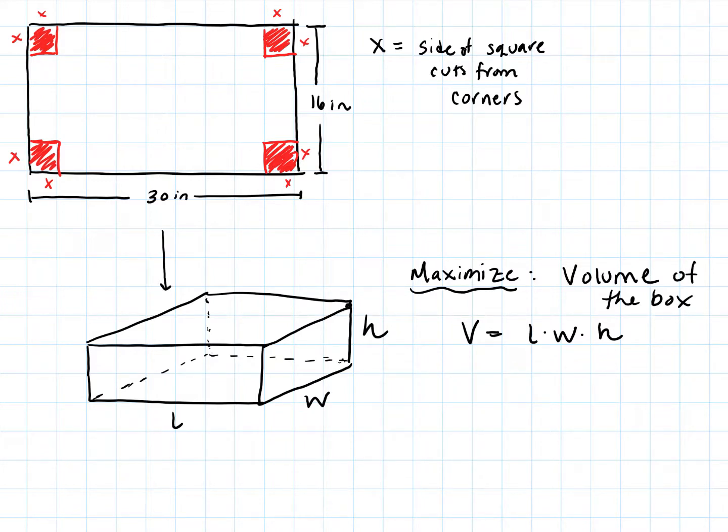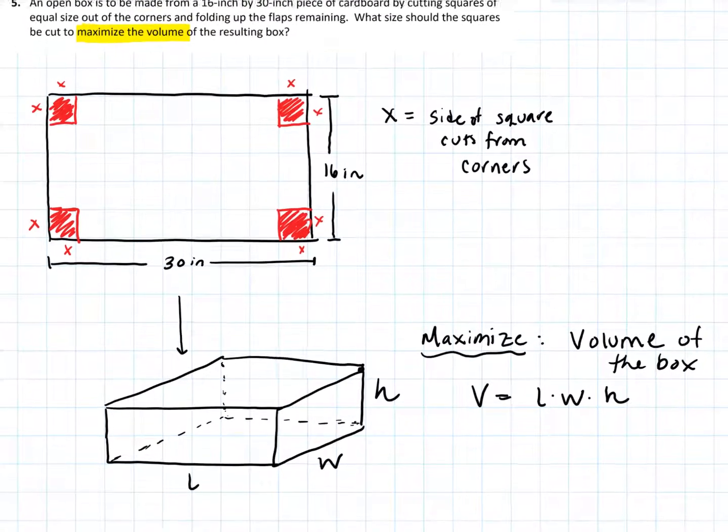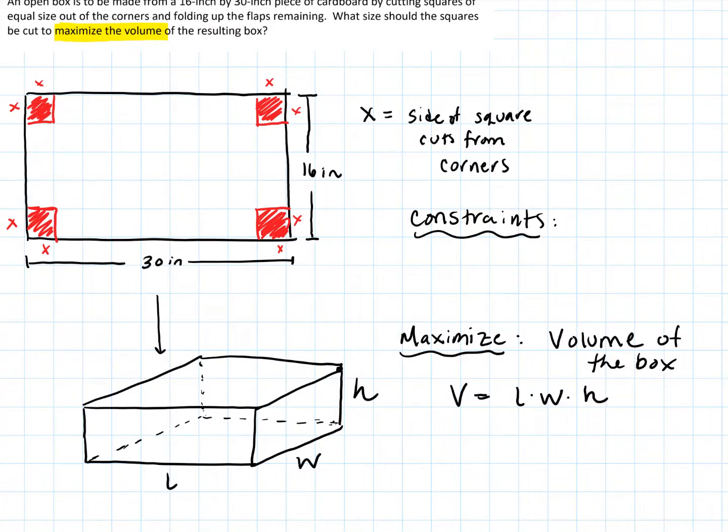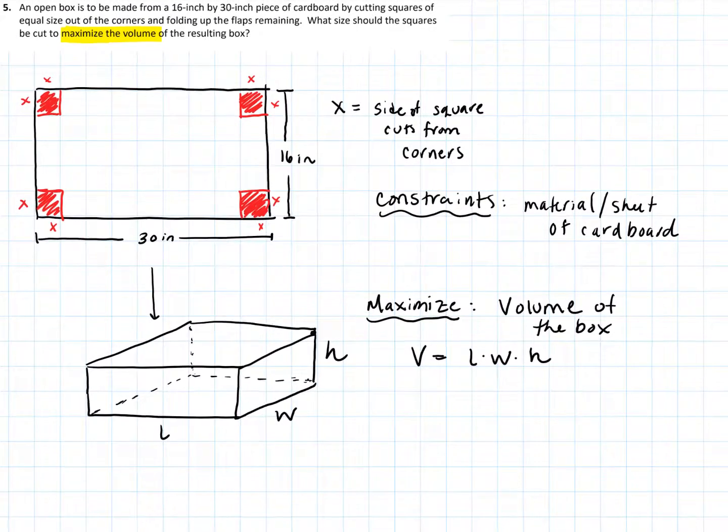But our constraints are coming out of our material. So the constraints are actually coming from, I'm going to write the constraints up here next to the material. The constraints are coming from the fact that we're building this out of a specific type or size of material. So the constraints are coming from the material or the sheet of cardboard. So how does that sheet of cardboard affect the length, the width, and the height of this box that we're going to create?